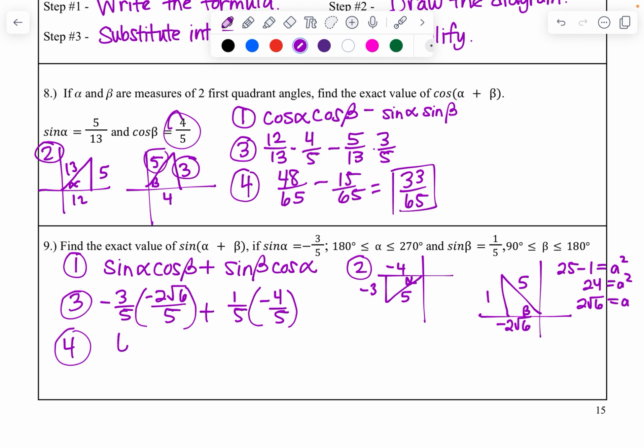And now we simplify. So we'll have 6 times the square root of 6 over 25 minus 4 over 25. Almost forgot to multiply those denominators. And so we can put it together as a single fraction and say 6 times the square root of 6 minus 4 all over 25.